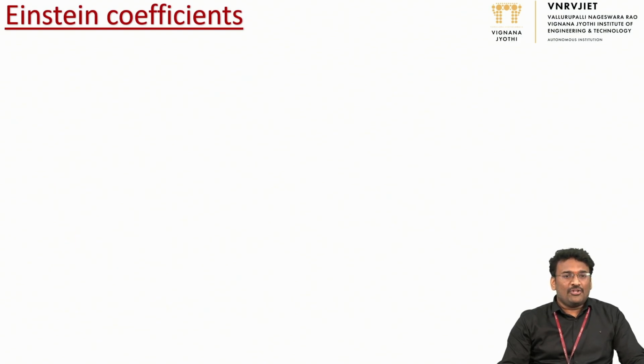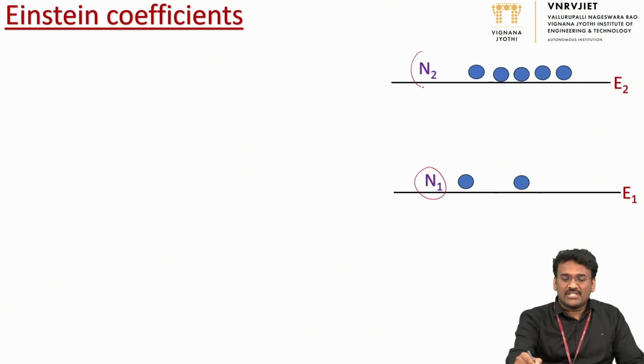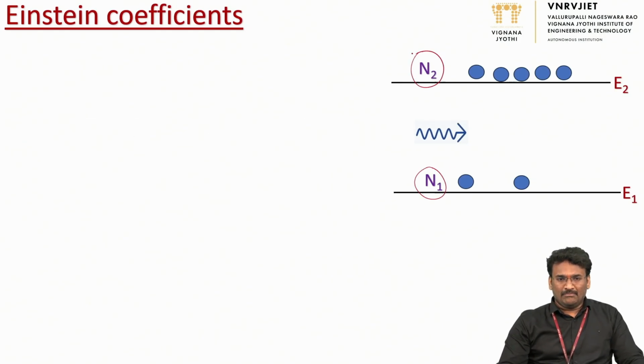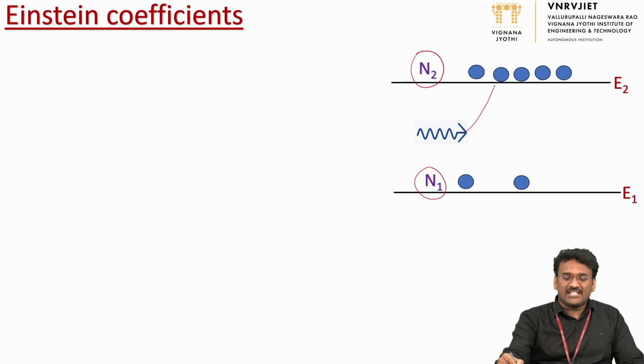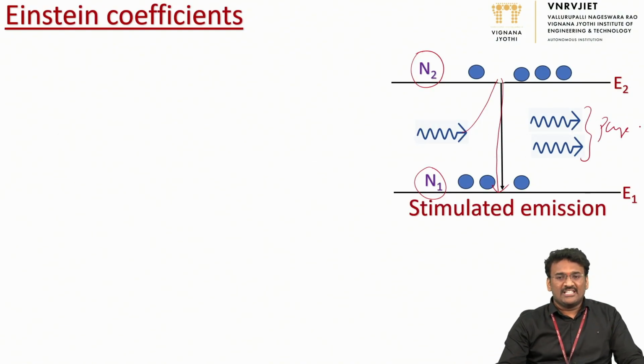Now we'll see another phenomenon, stimulated emission, which is the principle in laser. I consider E1 as the ground state and E2 as the excited state. E1 consists of N1 particles and E2 has N2 particles. Now if I give energy for the de-excitation, this will stimulate the excited particle to the lower state. As a result, 2 photons get released, and these 2 photons are in the same phase. This phenomenon is called stimulated emission.